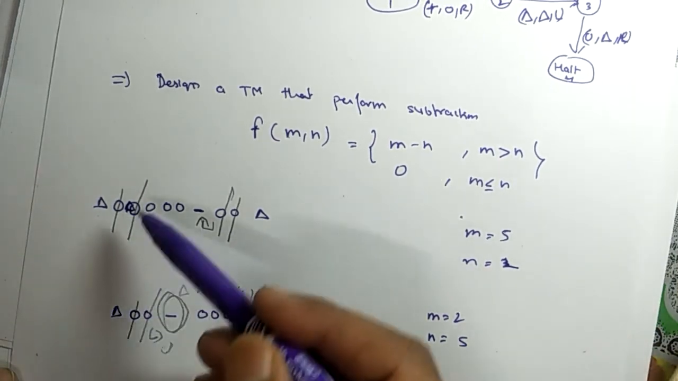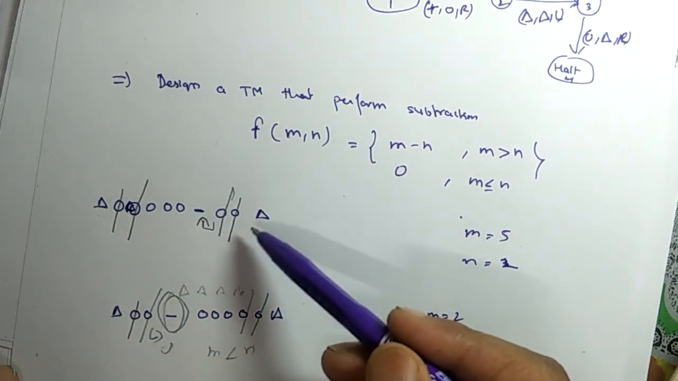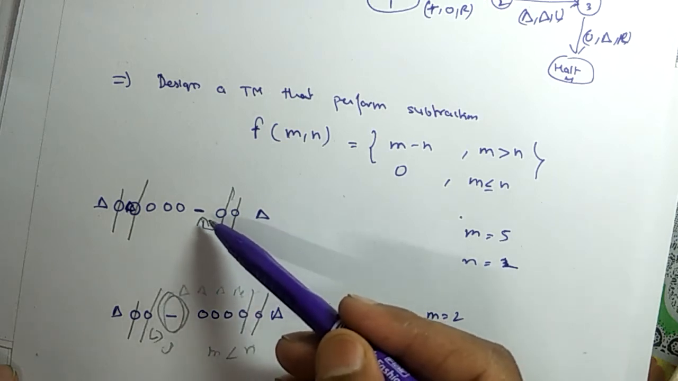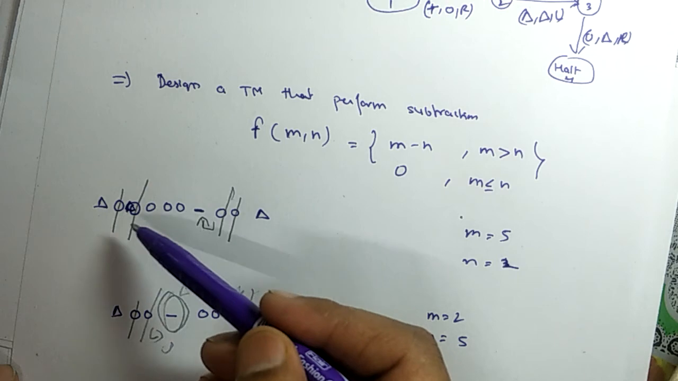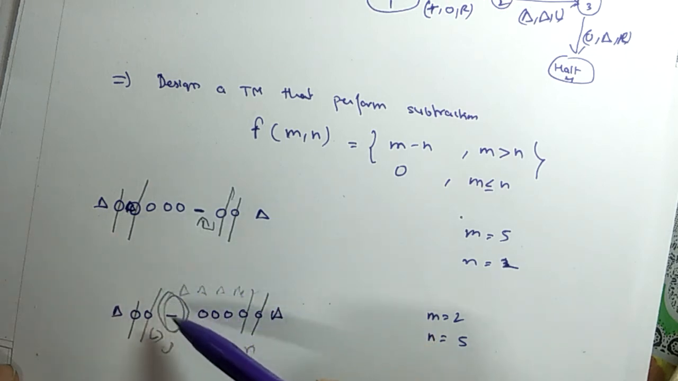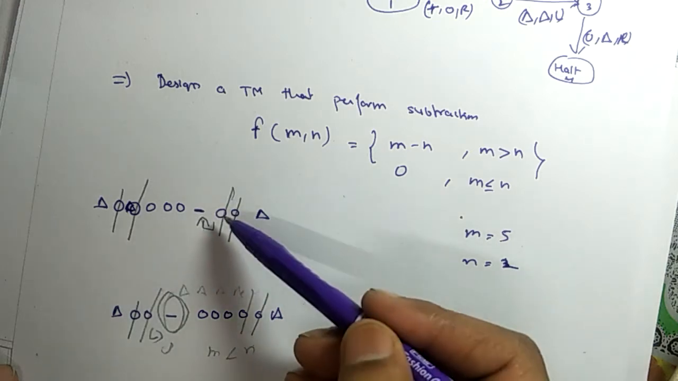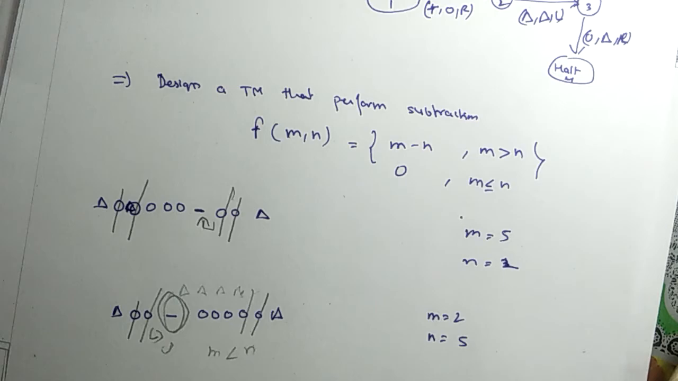So we have to make 1 0 blank here, 1 0 blank here, and we will check from this corner either we have some more zeros or minus. From this corner we will check. If we get minus, it means that m is less than or equal to n. If we get minus from this corner, it means that m is greater than n.